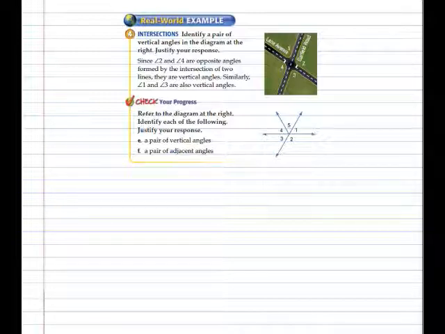Identify a pair of vertical angles in the diagram at right and justify your response. Angles 2 and 4 are opposite angles formed by the intersection of two lines. Therefore, they are vertical angles. Similarly, so are angles 1 and 3.